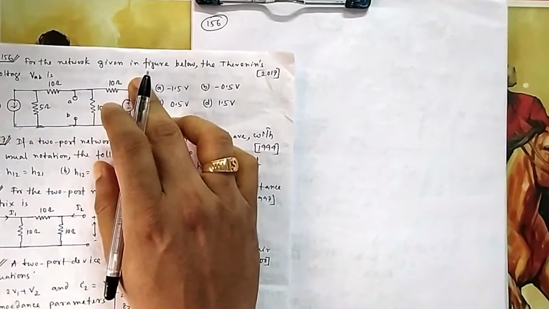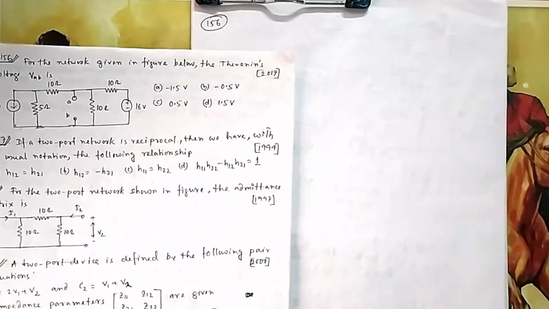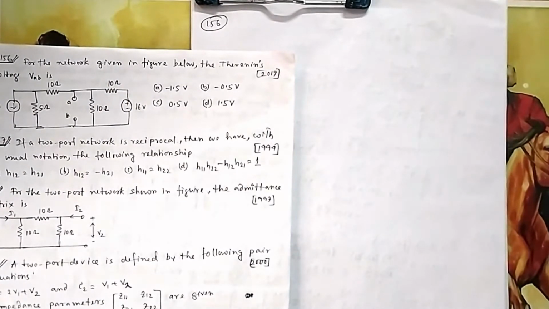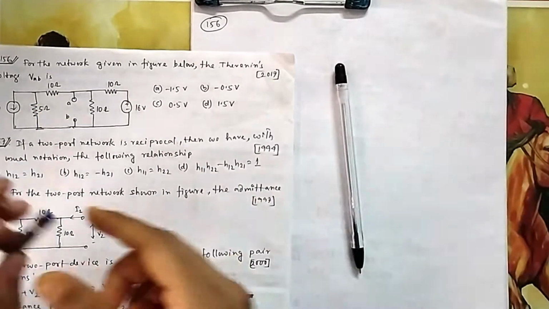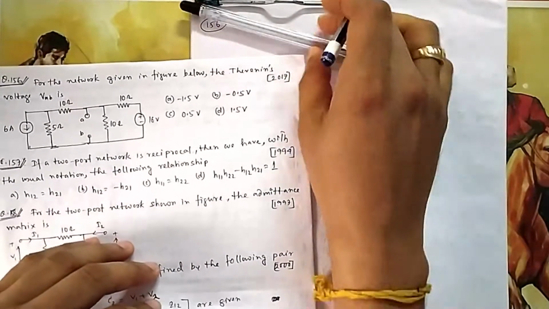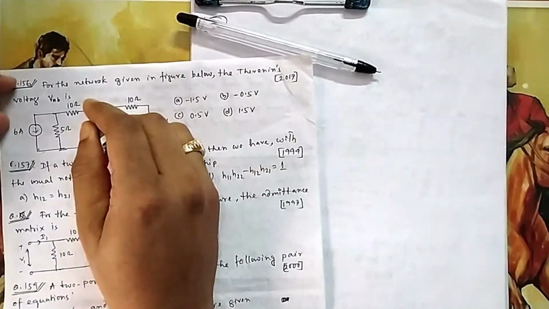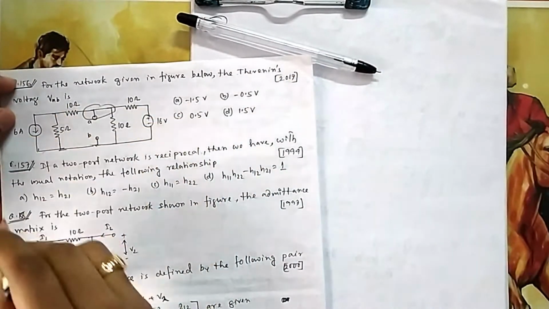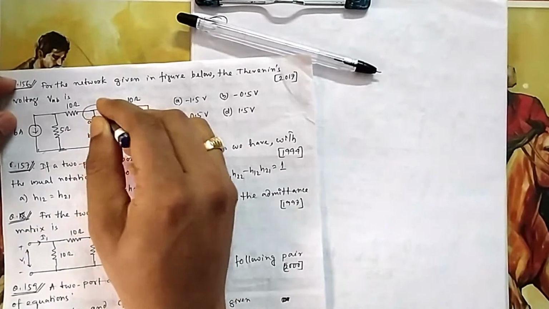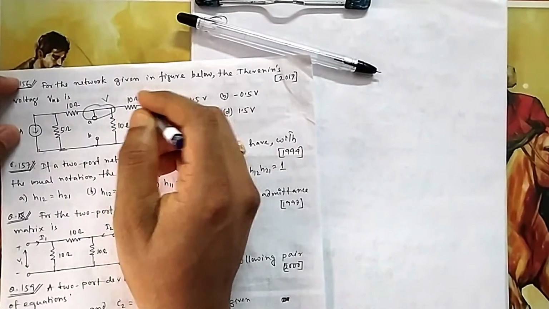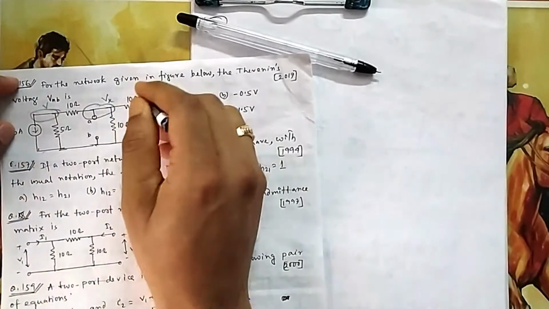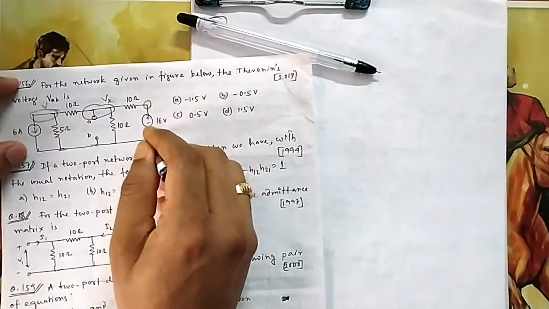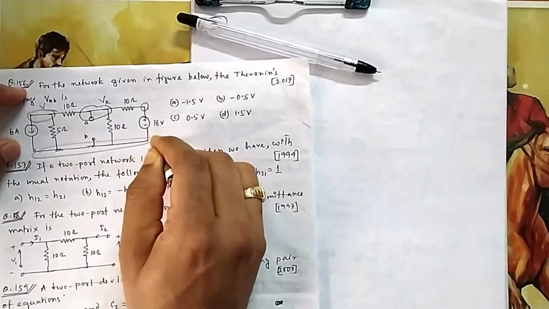For the network given below, they are asking for the Thevenin's voltage VAB. For VAB, you can apply KCL, KVL, nodal, whatever. So we need this voltage. Obviously you can go for a nodal analysis, considering this node as Vx, suppose, this node is V, this one you already know so there is no need, and this is your reference node. So you can write two equations here and solve them.